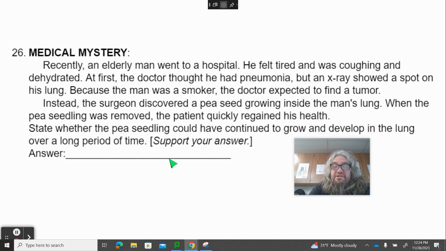Instead, the surgeon discovered a pea seed growing inside the man's lung. When the pea seedling was removed, the patient quickly regained his health. State whether the pea seedling could have continued to grow and develop in the lung over a long period of time. Support your answer.